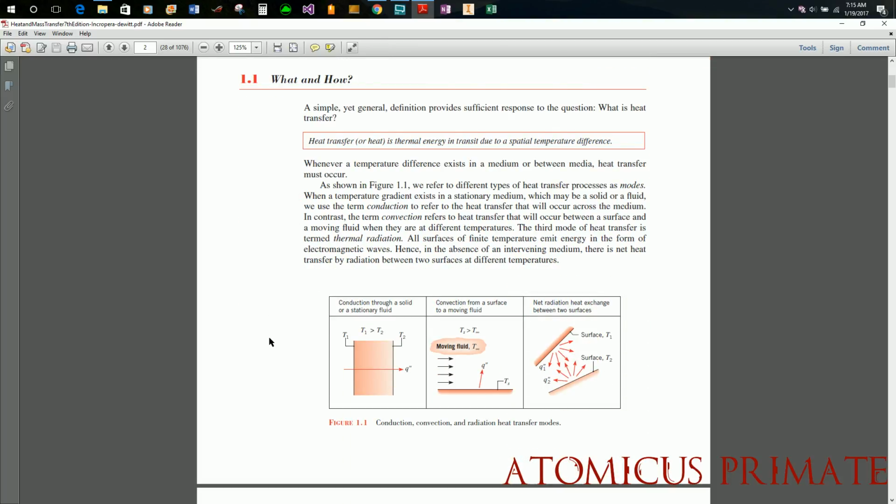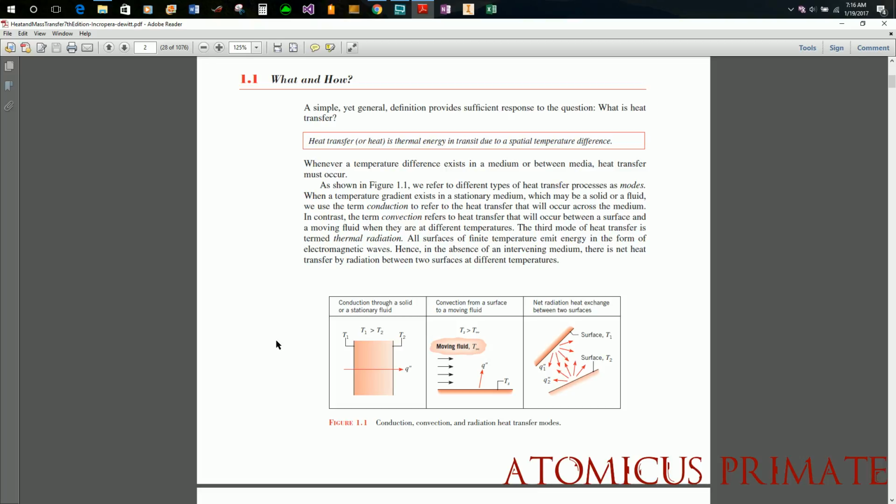1.1. What and how? A simple yet general definition provides sufficient response to the question, what is heat transfer? Heat transfer, or heat, is thermal energy in transit due to a spatial temperature difference. Whenever a temperature difference exists in a medium or between media, heat transfer must occur. As shown in figure 1.1, we refer to different types of heat transfer processes as modes.